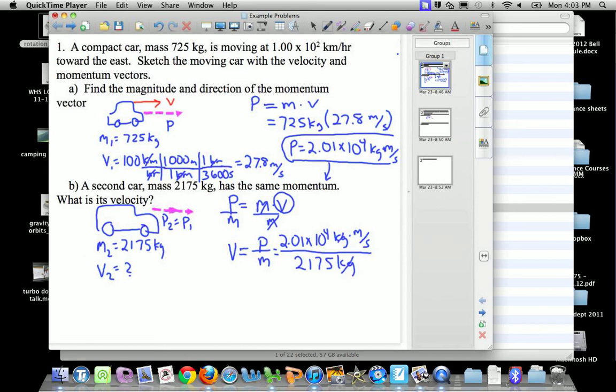Notice that kilograms cancel out and we're left with just meters per second for velocity, which is what we should get. So put this in your calculator. 2.01 times 10 to the fourth divided by 2,175. You should get about 9.27 meters per second as your answer.